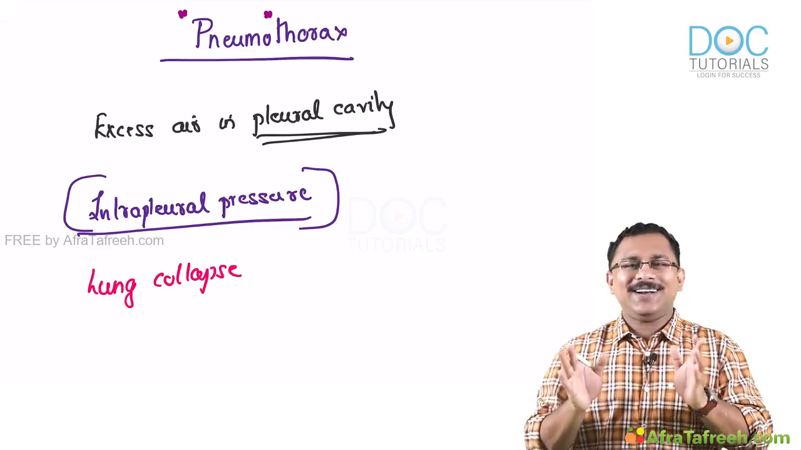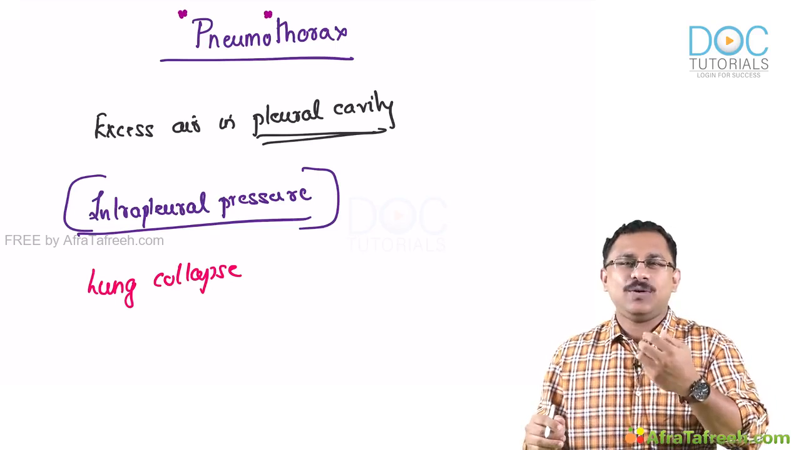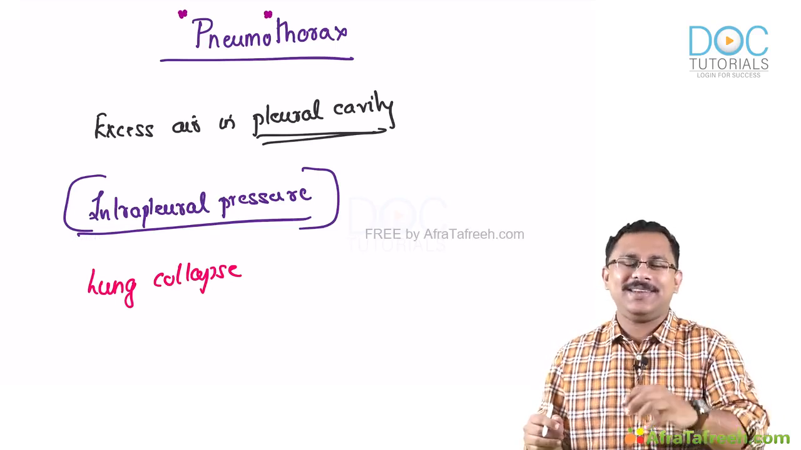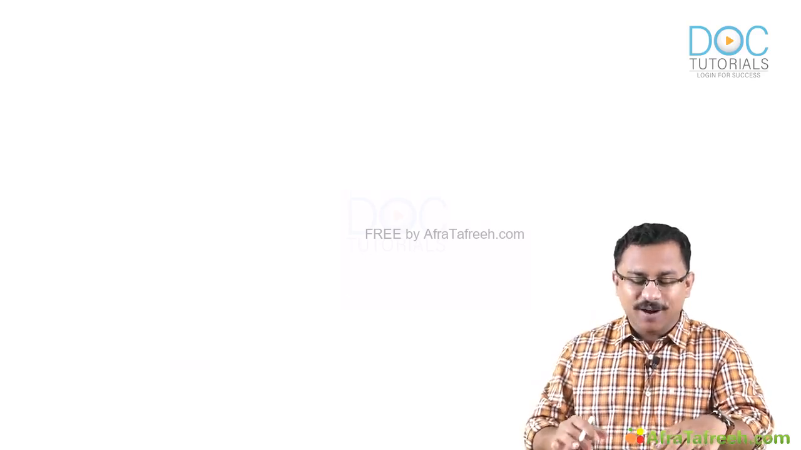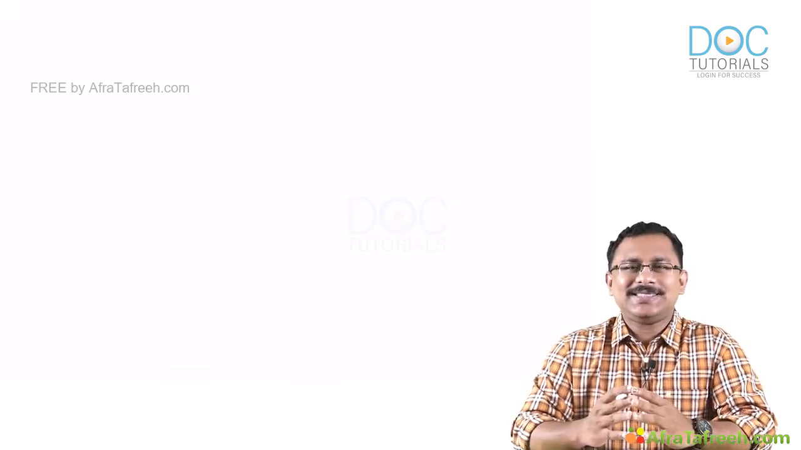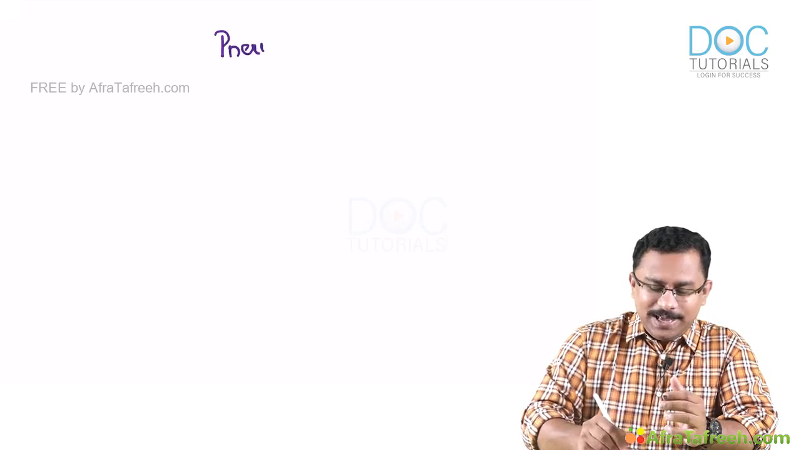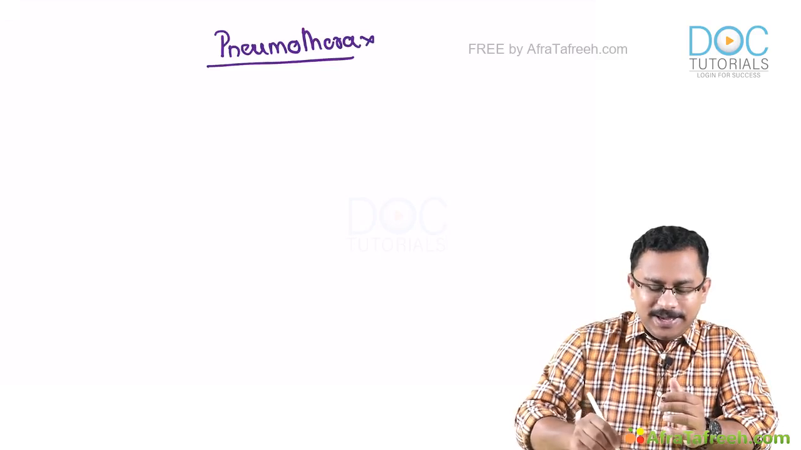So after having understood what pneumothorax is, let's try to see why. Why does air occur in the pleural cavity? What are the causes? So let's see the why of it. Pneumothorax can be classified based on the etiology, and the classification is into two.